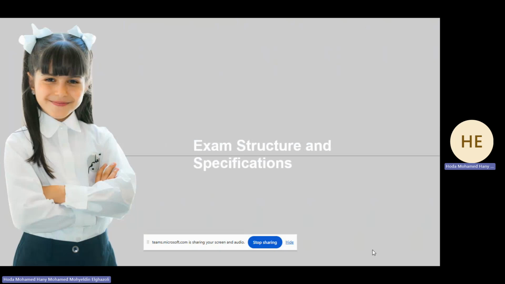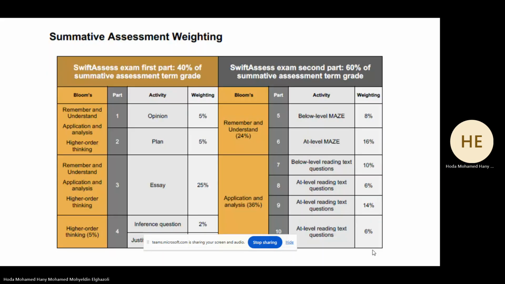Now, as for the exam structure and specifications, the exam overview. Your exam is divided into two parts. Part one is writing, which is 40% of the total mark. And we have the reading, which forms the remaining 60% and includes maze and reading texts.